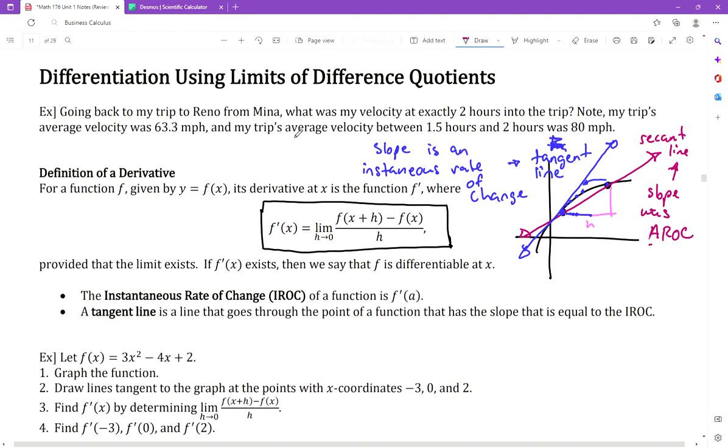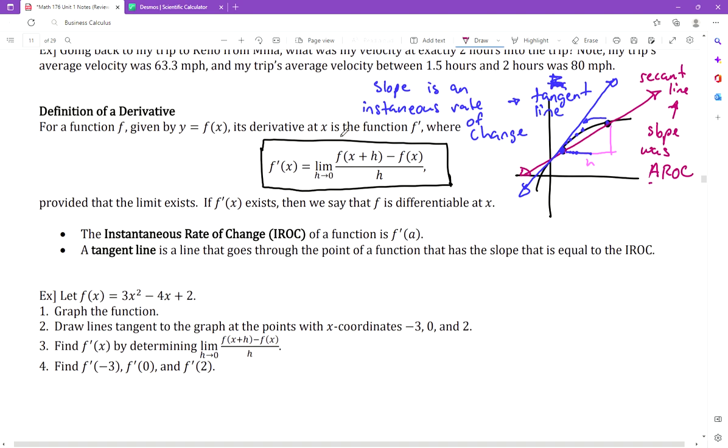Or maybe I was going really fast, maybe 100. We just don't know. However, if we have enough data, then we could find that instantaneous rate of change. When you're driving and look down at your speedometer, the speed it shows is an instantaneous rate of change, instantaneous velocity. It's not an average. It's the exact speed you're going at that moment, and it's based on calculus.